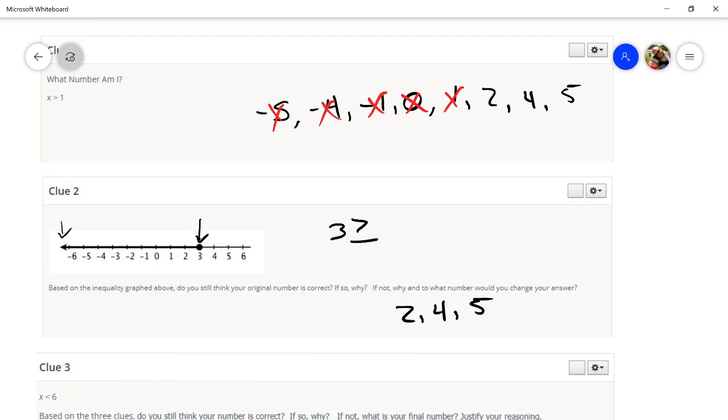So let's see, based on the inequality graphed above, do you think the original number is correct? Well, I had 2, 4, and 5 left after that. So I know it's 2, 4, or 5. 3 is greater than or equal to that number. Okay, so it could be 2. It couldn't be 4 and it couldn't be 5, because that would be to the right, and that would make 3 smaller than. So I'm crossing off 4 and 5. So right now I'm thinking 2.